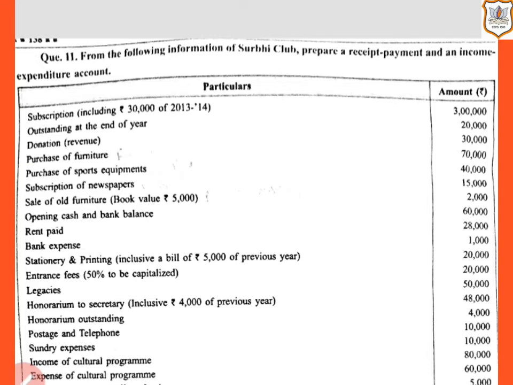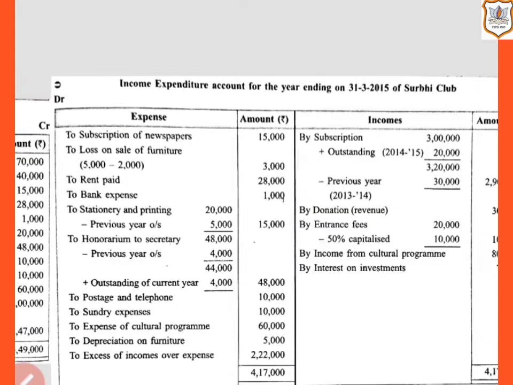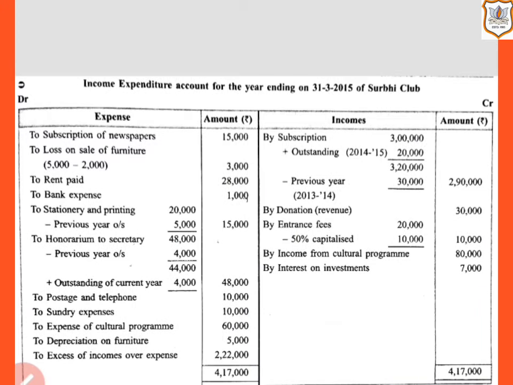Next is bank expense. The amount is 1,000. Being an expense, we will show it on the payment side. The amount is 1,000, and as it is of revenue nature, it will also be disclosed in the income and expenditure account in the expense column.